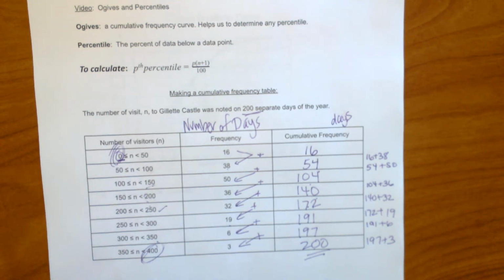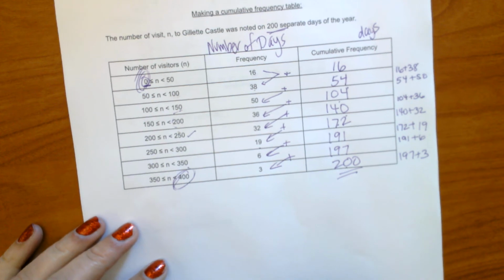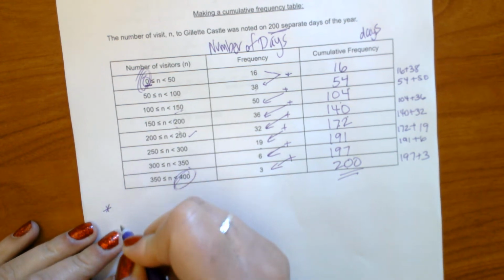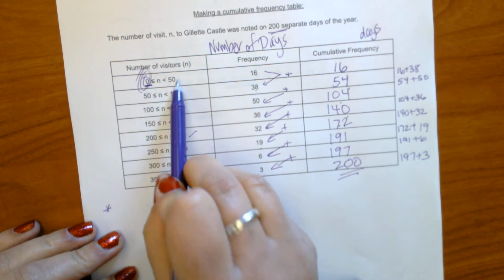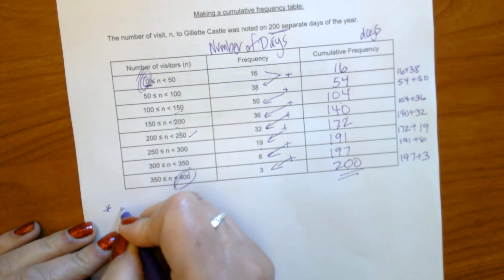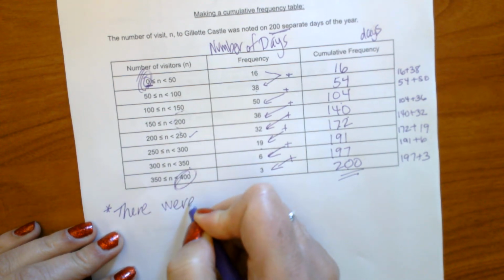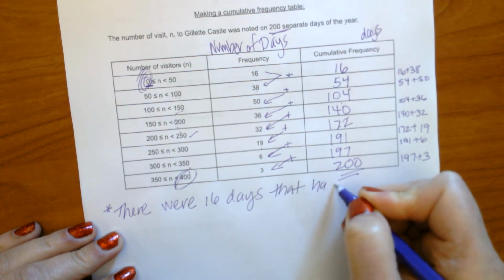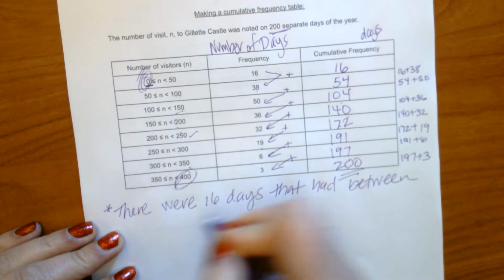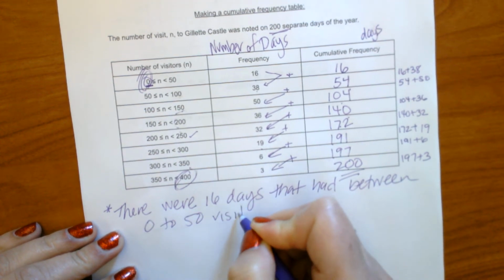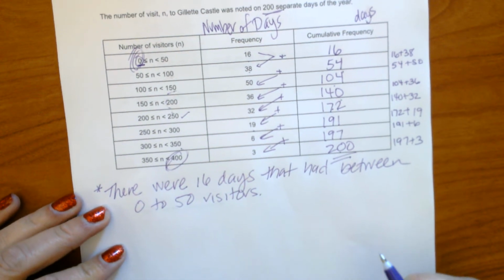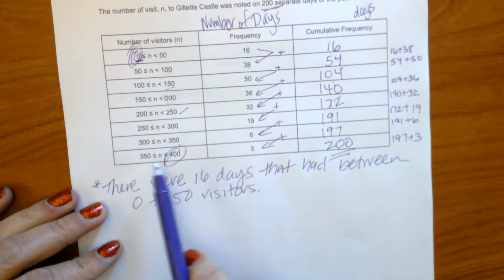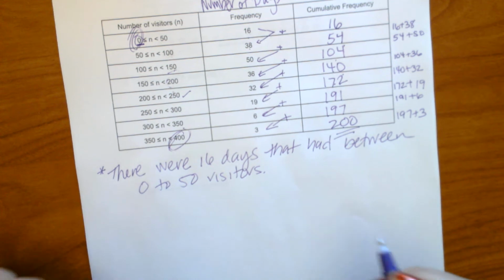Knowing this, let's write out a couple of sentences. Let's first write a sentence where we just look at the frequency. I'm going to write down that first sentence that I actually said to you. There were 16 days between 0 and 50 people visit. The next sentence we're going to write is the maximum here. There were only 3 days that had between 350 and 400 visitors.